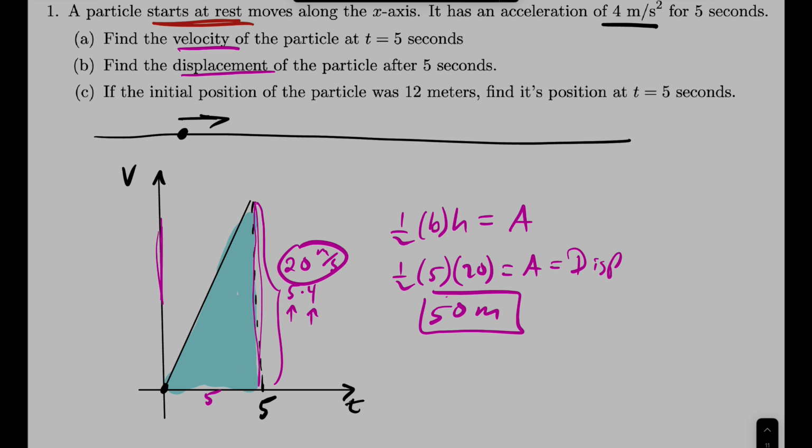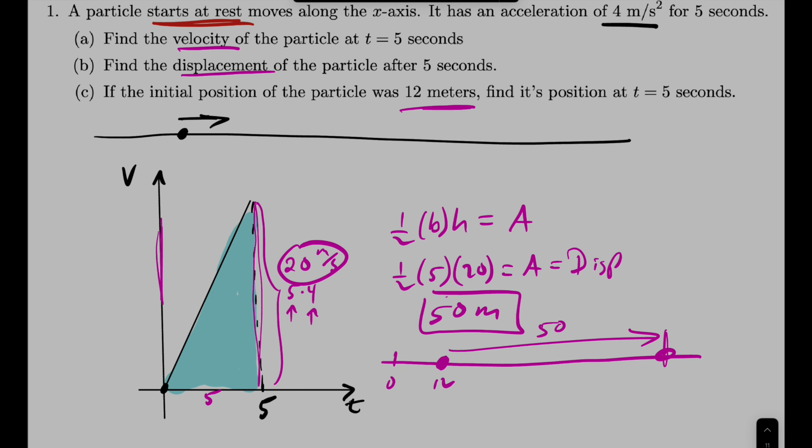So if you think about it, if this were the x-axis and this was 0, it's saying the initial position was at 12 meters. It was already 12 meters on the right. And then it moved over the course of these 5 seconds. We know that it moved 50 meters. So where will it be? Well, that would be 62. All we have to do is add the initial starting position to the displacement.